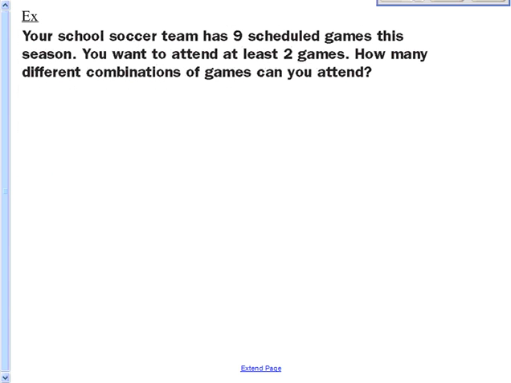All right, your school soccer team has 9 scheduled games this season. You want to attend at least 2 games. How many different combinations of games can you attend? At least 2. You have 9 scheduled games, so you could do 9 choose 2, or you could go to 3 of the games, or 9 choose 4, any 4 of those games.